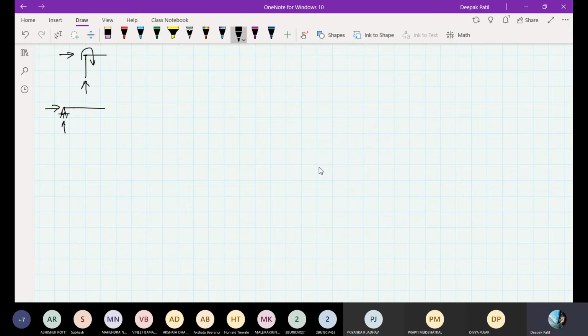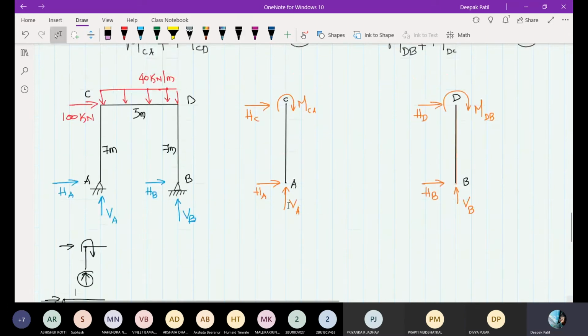Are you trying to understand? Yes, sir. So this vertical force we have already taken here, that is VA. The same force can come here. And the moment I have written as MCA and the horizontal force I have written as HC. Are you clear now? Yes, sir.